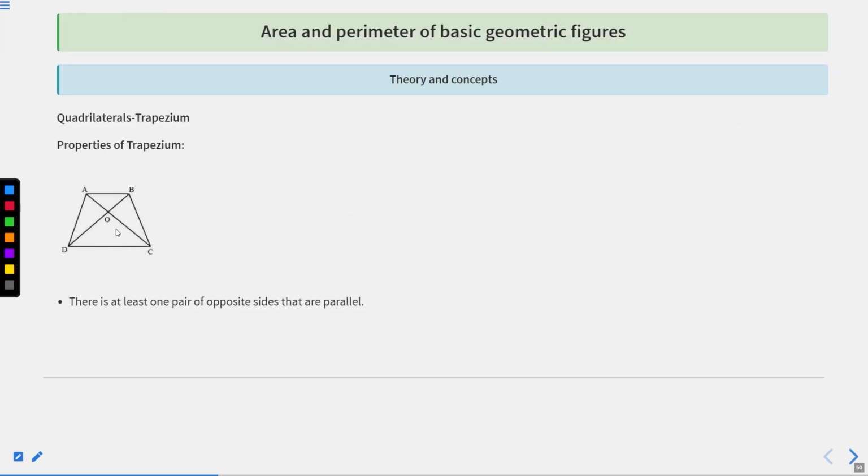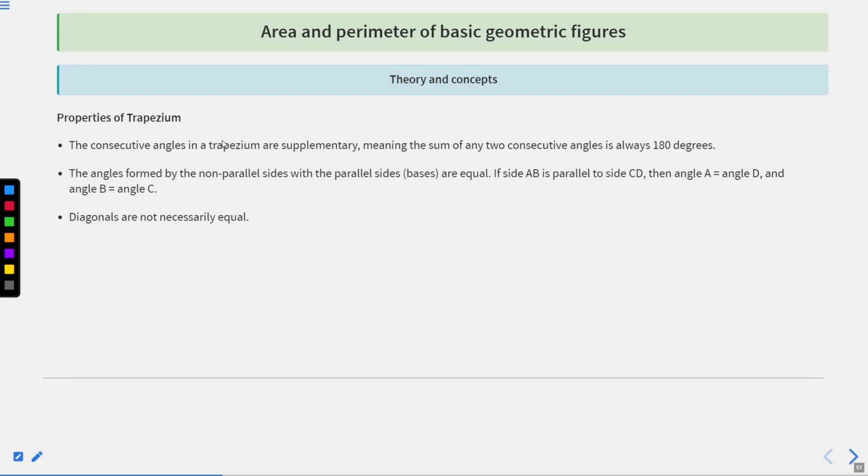So last but not the least, we are going to talk about the trapezium. What are the properties of a trapezium? First of all, look at the figure. This is how a trapezium looks like. There is at least one pair of opposite sides that are parallel. The consecutive angles in the trapezium are supplementary, meaning the sum of any two consecutive angles is always 180 degrees. That is very similar to what we have studied till now. So the sum of this angle and this angle is always 180 degrees.